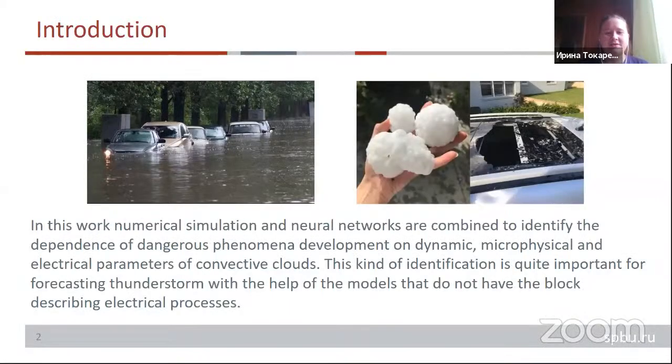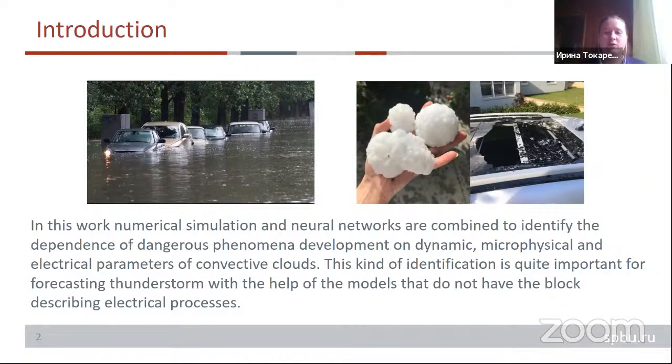Modern numerical models are widely used to predict dangerous convective phenomena. Nowadays, this task is very relevant because of the destruction that they produce. Neural networks have already shown their effectiveness in tasks related to such phenomena. For example, a generative adversarial network was successfully used to predict typhoon trajectories using satellite images.